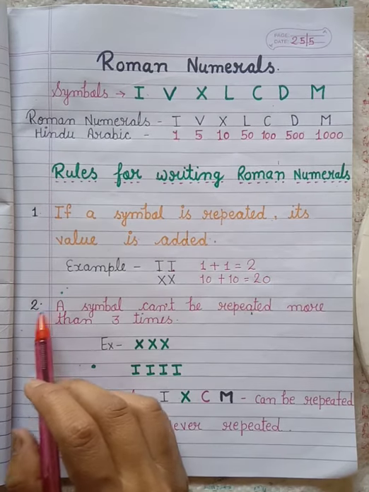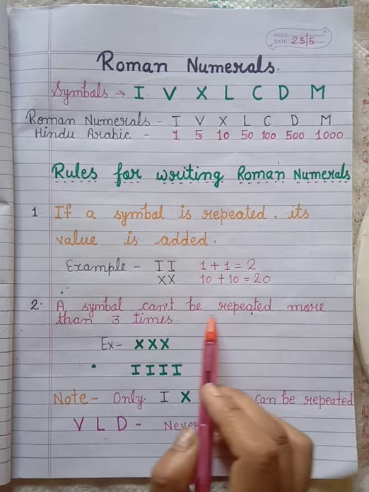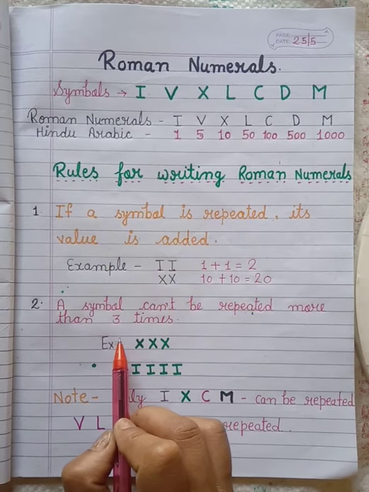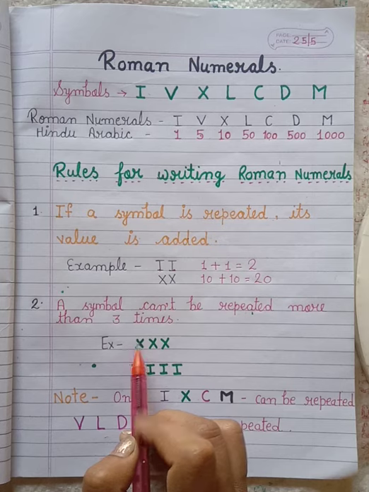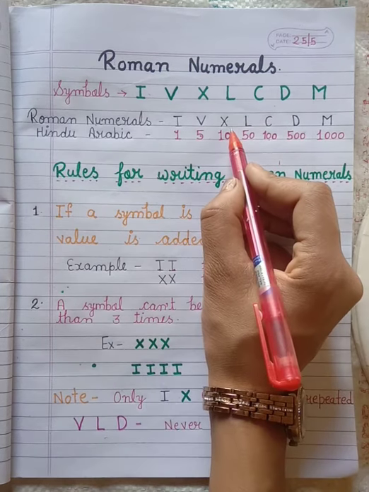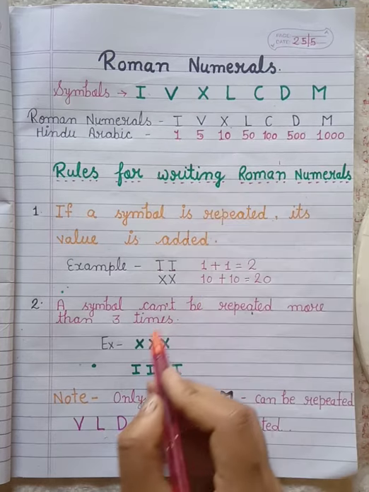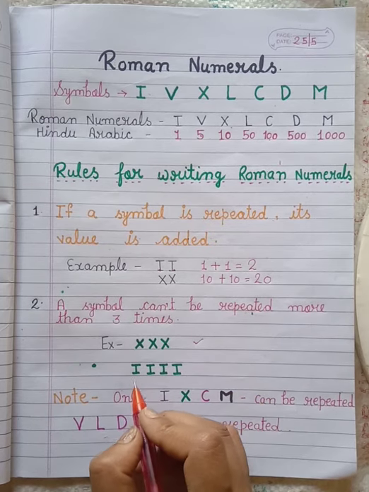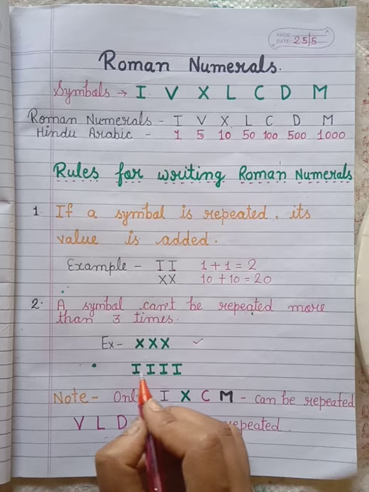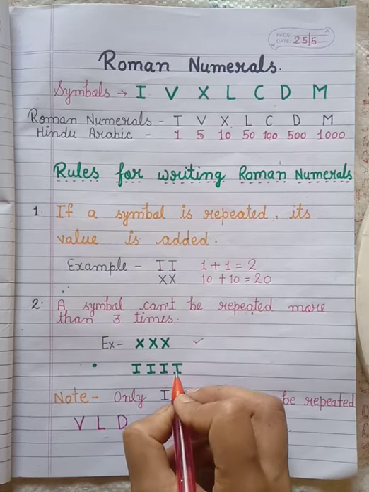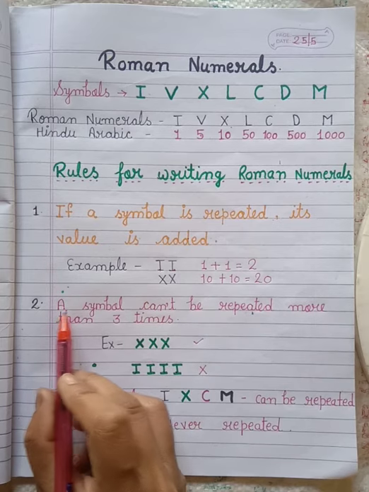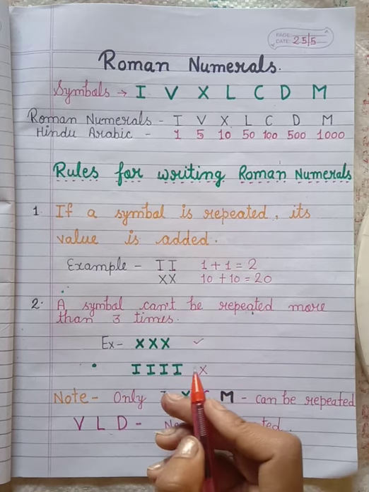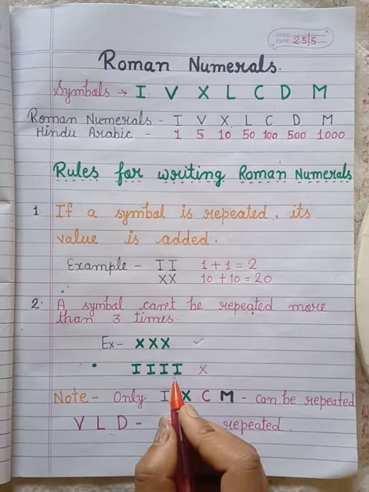Now rule number 2: a symbol cannot be repeated more than 3 times. Here in the example I have written XXX. X is repeated 3 times, this is correct. In the second example, I have written I 4 times, IIII. This is wrong, because the rule is a symbol cannot be repeated more than 3 times. So we cannot write 4 times, we can write only 3 times.